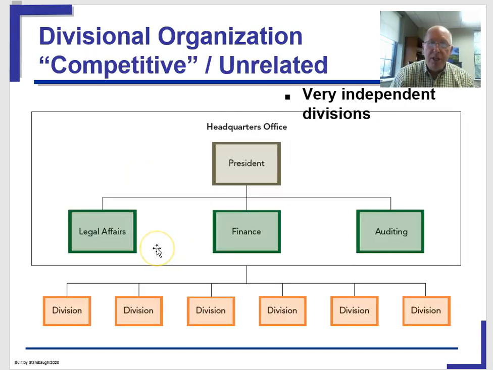The final is what they call the competitive form, and this is what's used with an unrelated diversification strategy. These people have very independent divisions. Typically in this, you have a very lean, very small corporate headquarters because every one of these divisions are largely managed by financial controls. There's not a lot of communication or sharing between these, so it's weak on that.